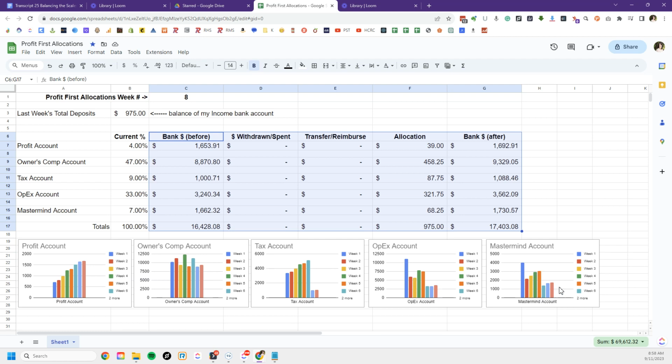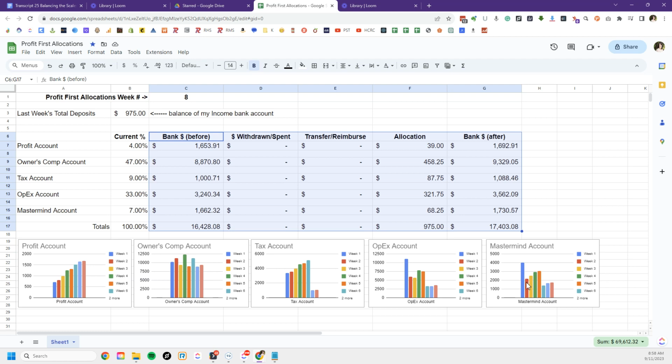My mastermind, this is a typical. It works on a faster timeline than my profit or tax, because profit, tax, and mastermind always get money added every week, but profit and tax have money coming out only once every quarter. So that's why this built up and then dropped down.